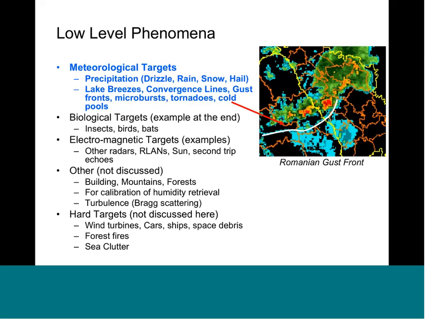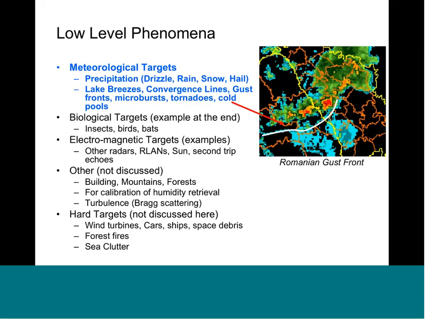Other things, in black, that you see at low levels and not at high levels are things like insects, birds, and bats, as I've already mentioned, but also other things like interference due to radio local area networks, the sun, and something we call second trip echoes. You only see those at the low elevation angles, not at the high, because at a high elevation angle there is no echo up there, since you're looking so high. You only see them low down. We'll talk about that in the non-meteorological radar section.